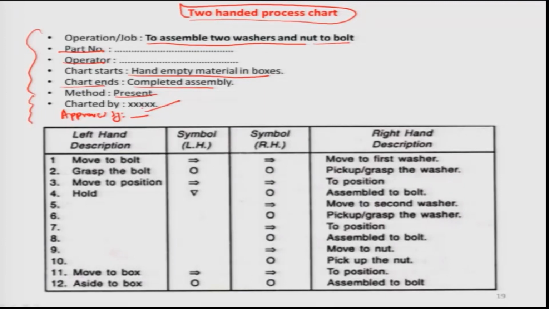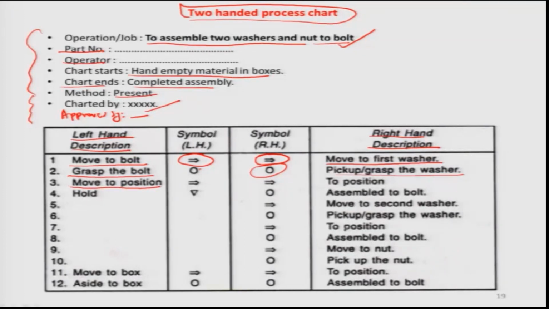Here you can see you have to assemble two washers and a nut to a bolt. So, you will have to use both hands to do this assembly. With the left hand, first you move to the bolt, and that is the transportation symbol. In parallel, the right hand moves to the first washer, which is again a transportation. Then with the left hand you grasp the bolt, and that is an operation. In parallel, with the right hand you pick up the washer, so it is an operation.